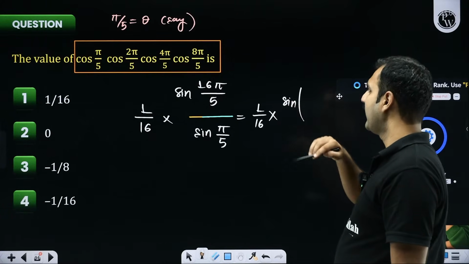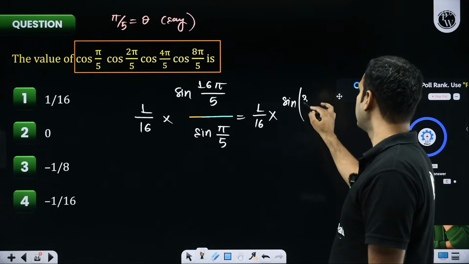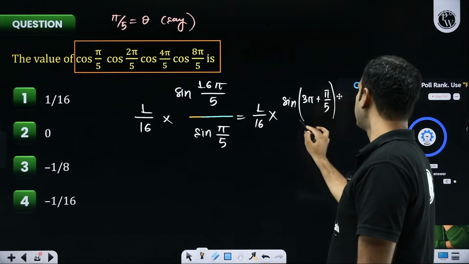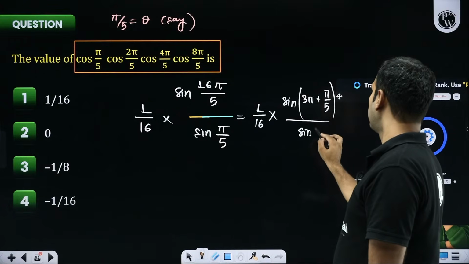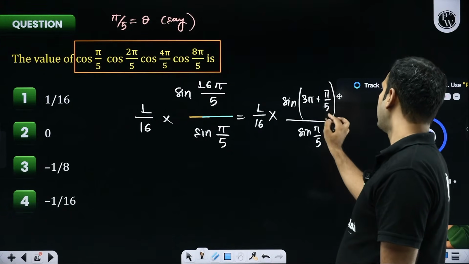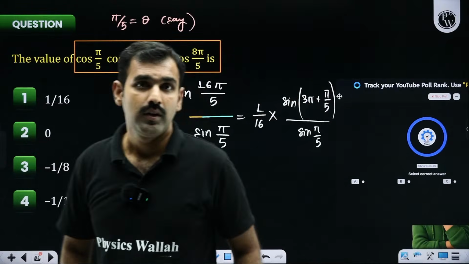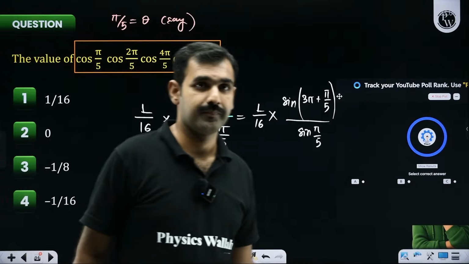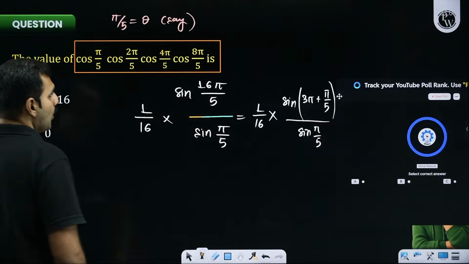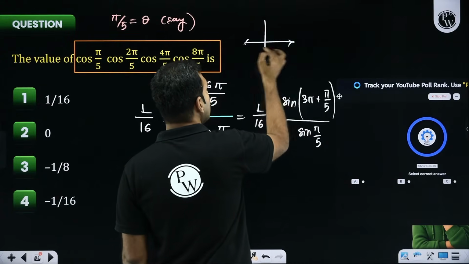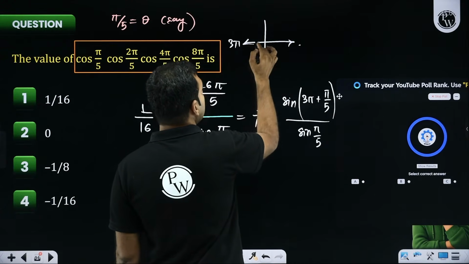If 16 is divided by 5, 5 into 3. So can I say this can be written as 3 pi plus pi by 5? Can you see this happening over here? And the denominator is sin pi by 5. How did I do it? 5 into 3, 15 plus 1, 16. I hope that can be done. Yes or no? Everybody. Good, great, excellent. Here we see 0, pi, 2 pi, 3 pi.